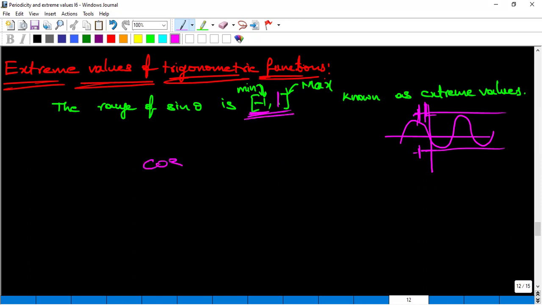What do you tell about the cos function? The cos function's range is also the same, minus 1 to 1. The cos function is also minus 1 to 1.